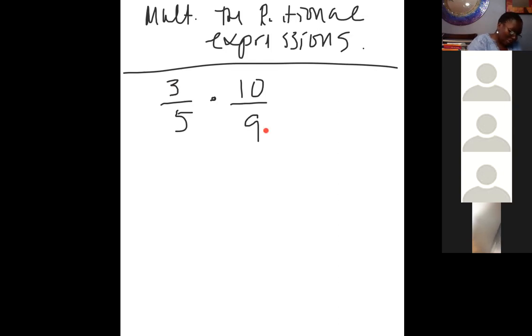So you would do something like this. 5 goes into 5 once. 5 goes into 10 twice. And then do the same thing with the 3 and the 9. 3 goes into 3 once. 3 goes into 9, 3 times.